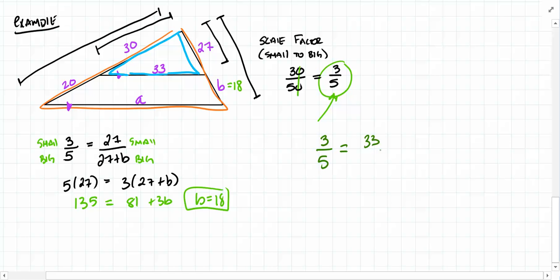So therefore, 3A has to be 5 times 33, which is 165. Where'd you get 160? I am multiplying. I'm doing the means and extremes, right? So divide by 3. Therefore, A is a value of, I'm getting 55 out of this. Is that what you guys are getting?